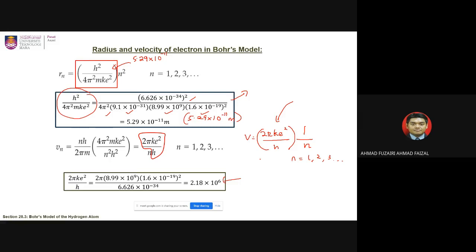So in the Bohr model, we need to find the radius of the electron. Radius means, let's say this is a Bohr model and this is the nucleus. We need to know this is the radius. And the velocity is when these things move. So that's why it involves the centripetal force.